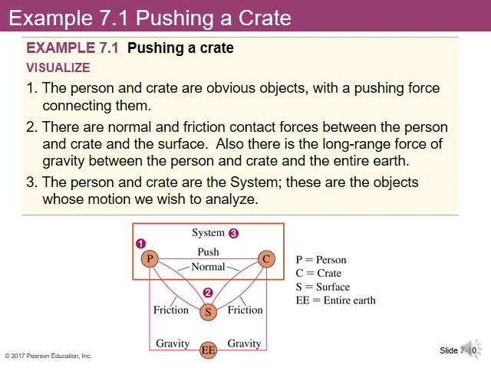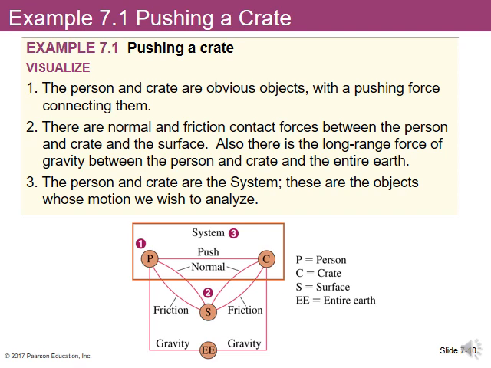The person and the crate are obvious objects here that we want to consider. We can make those to be inside our system. There's a pushing force that's connecting them, right? Which is again a kind of normal force, but we'll call it something different so we don't have so many of the same name. So they're exerting forces on each other, but there are also interactions with the ground, right?